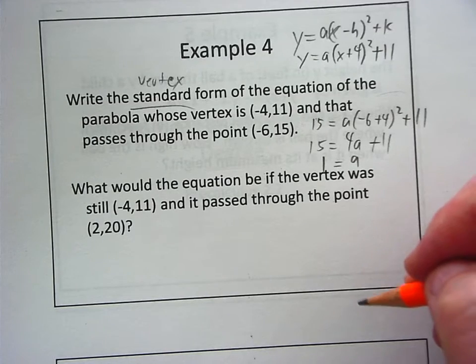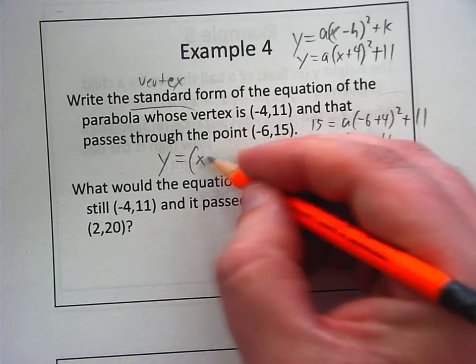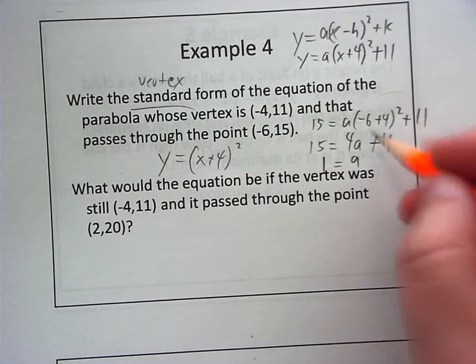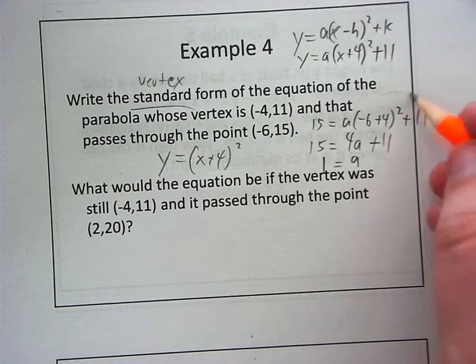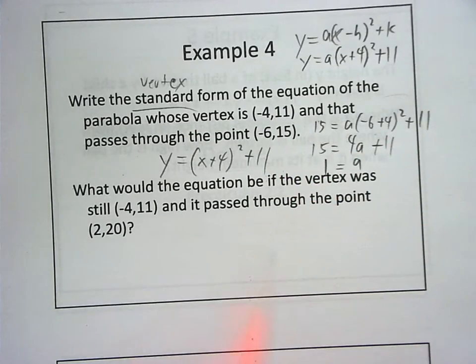Okay. So then, go back to the equation. Plug that in for a. Negative 6 plus 4 squared. So that's negative 2, and the square of negative 2 gives you 4. Okay. Go ahead and do the next one.